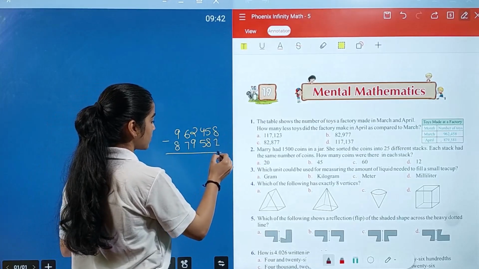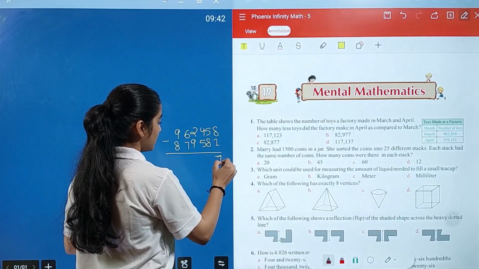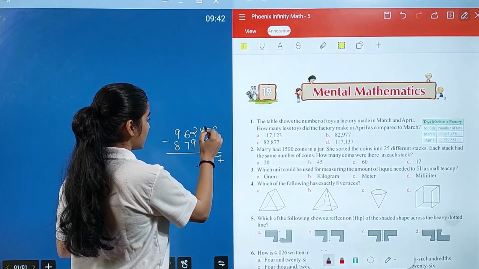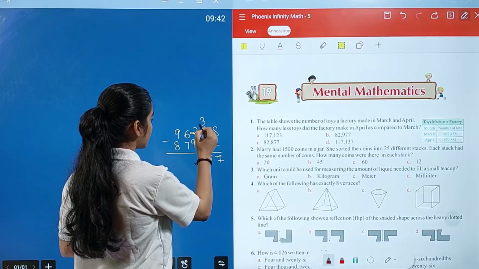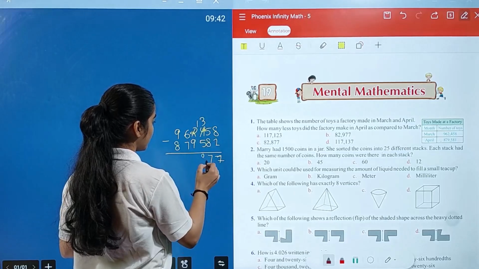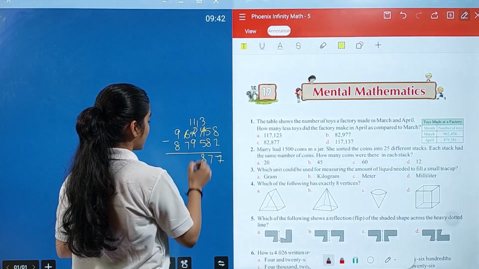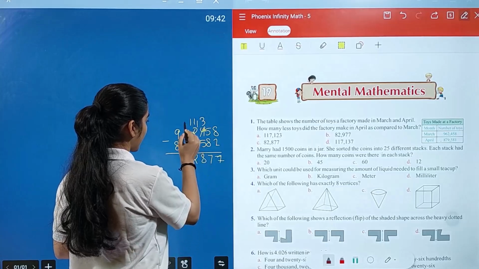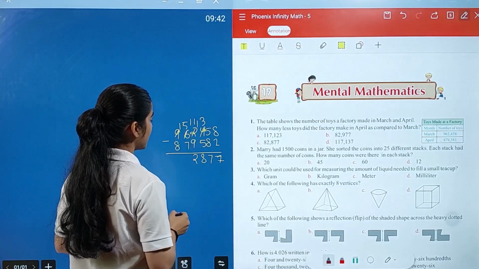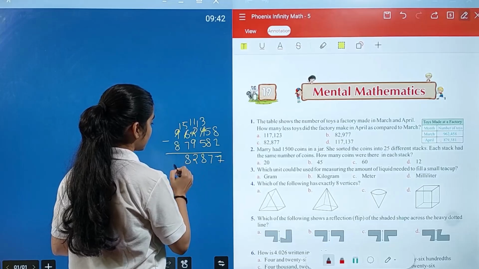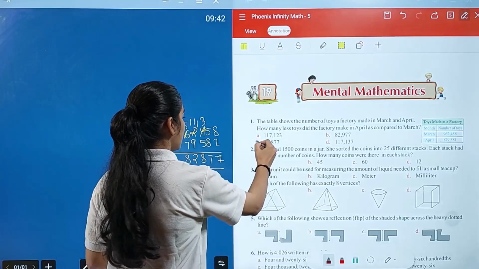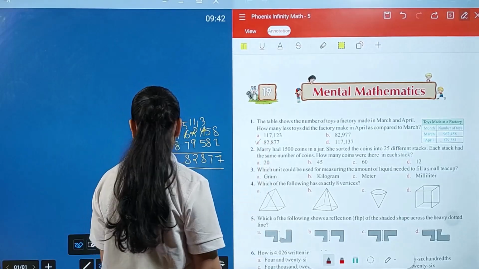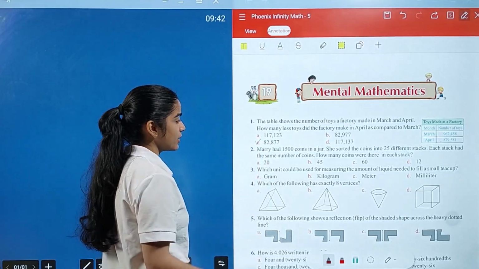9 minus 1 is 8. 5 minus 8 not possible, 15 minus 8 is 7. 3 minus 5 not possible, 13 minus 5 is 8. 11 minus 9 is 2. 5 minus 7 not possible, 15 minus 7 is 8. So this is the difference we have, 82,877.